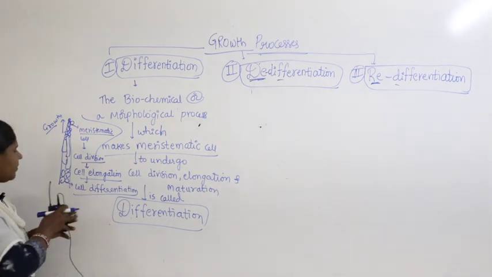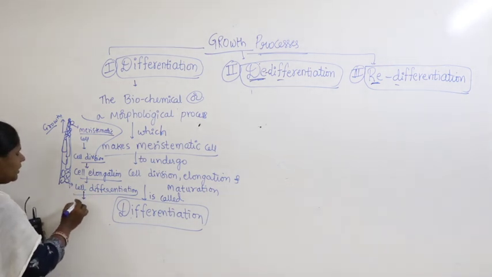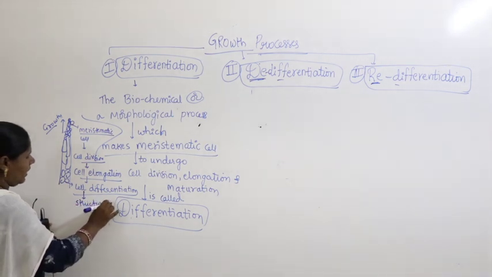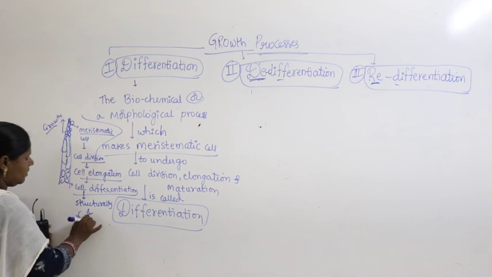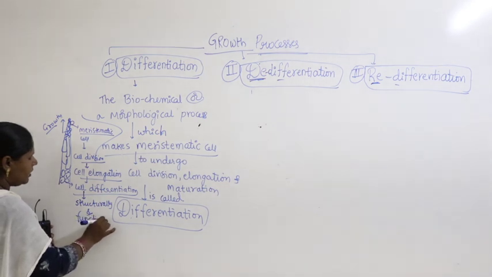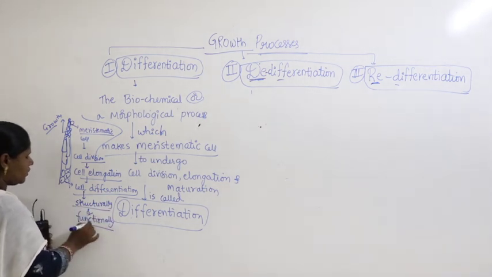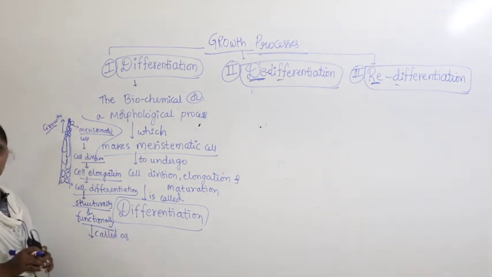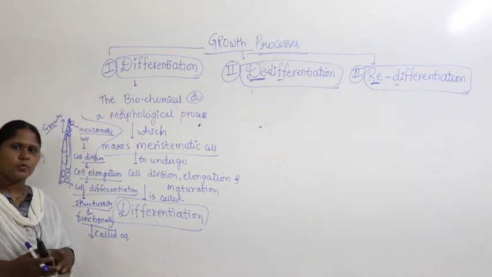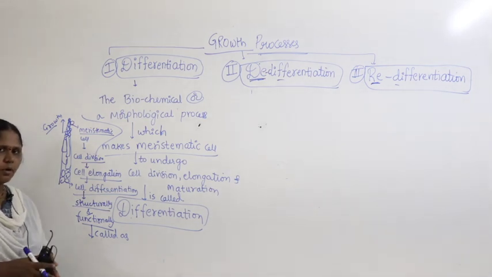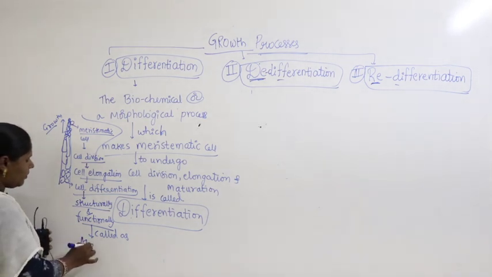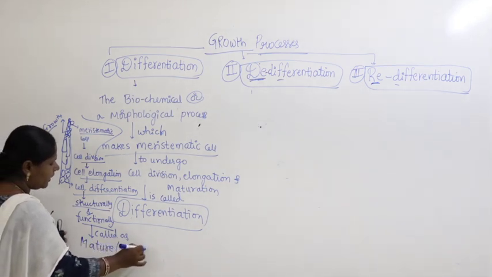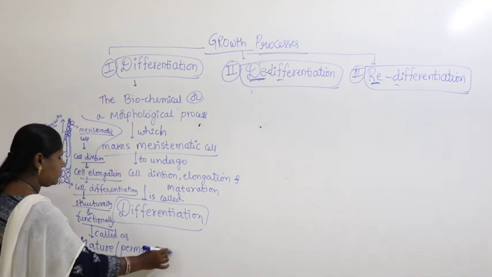So in this case what happens? When cells are differentiated structurally and functionally, they are called as what? Guys, you know very well. They are called as what? What do we call them? You know that, right? They are called mature cells, or we call them as what? Permanent cells.